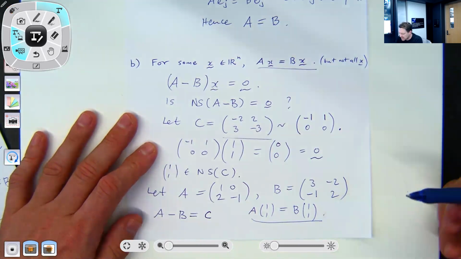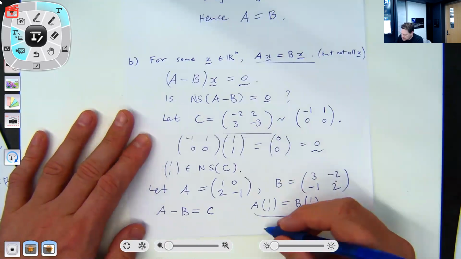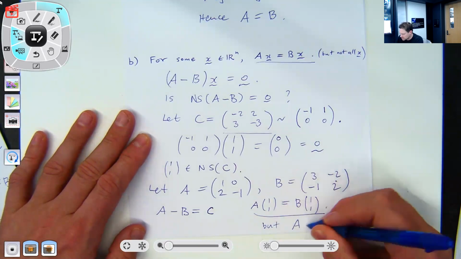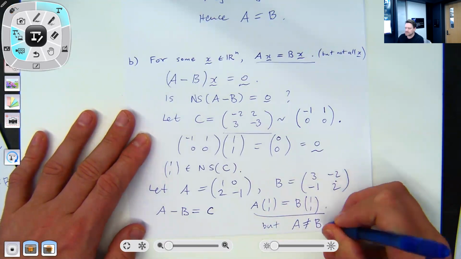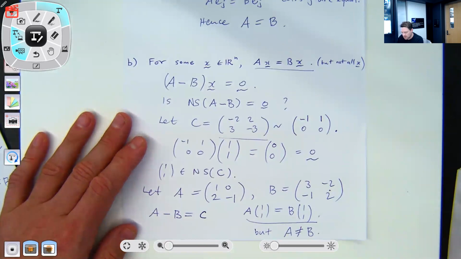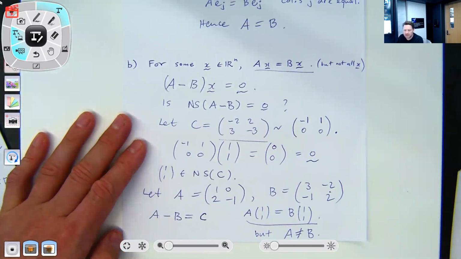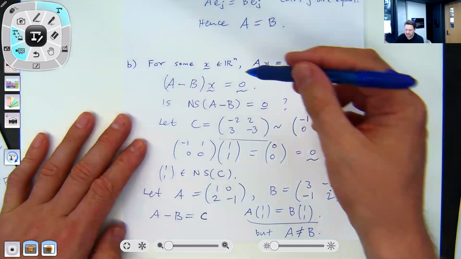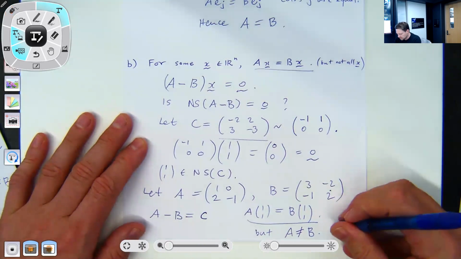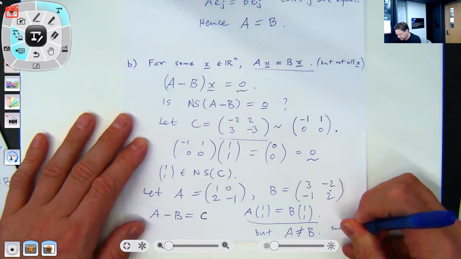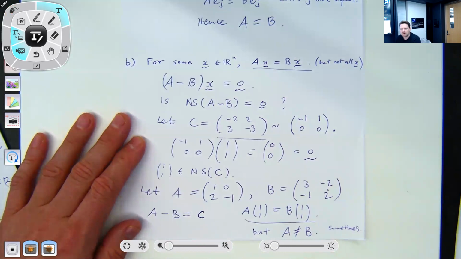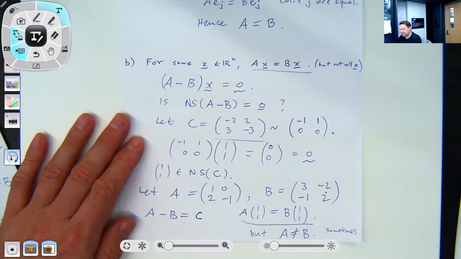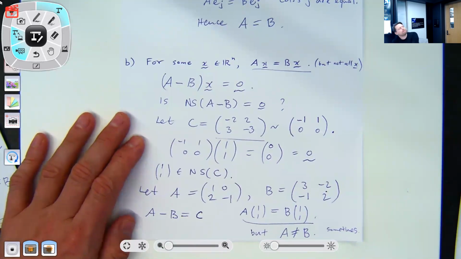But here you see that A is not equal to B. Okay, so the answer to this question is no, not always do we have A equal to B. In this case, we only have this true sometimes. Okay, do you have any questions about that one?